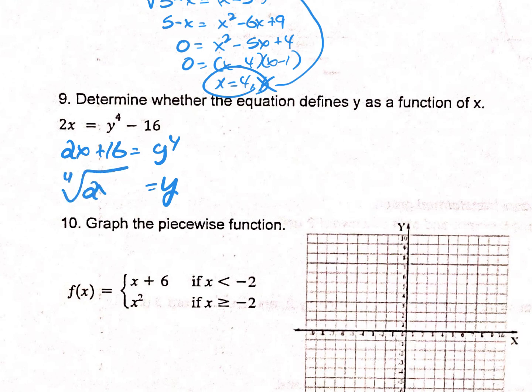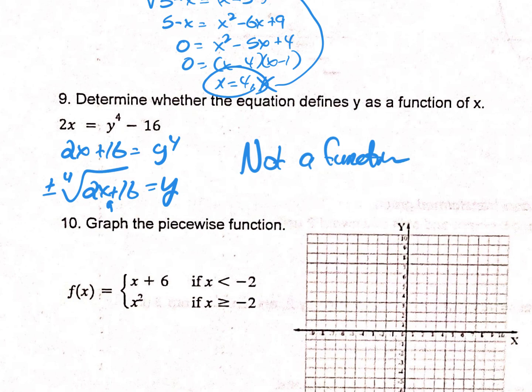And when you take any kind of even root in an equation, you need to put a plus or minus in the front. And that's a huge deal, because that means every time you put in one number for x, because there's a plus and minus in front, you're going to get two numbers for y, which means every x had two y's. So it is not a function.